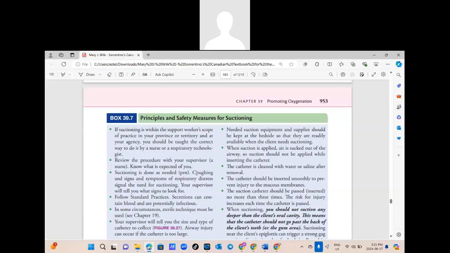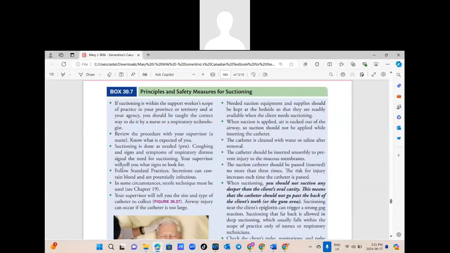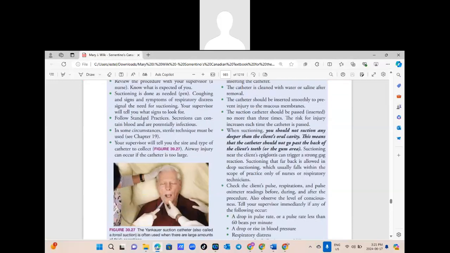Suctioning is done as needed or PRN. Coughing and signs and symptoms of respiratory distress signal the need for suctioning. Okay, so your supervisor will tell you what signs to look for. Standard practices. Okay, follow standard practices. Secretions can contain blood and are potentially infectious. So again, wearing of gloves, right?